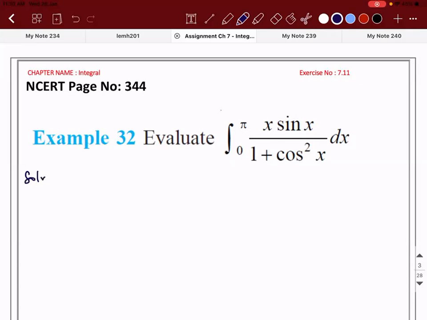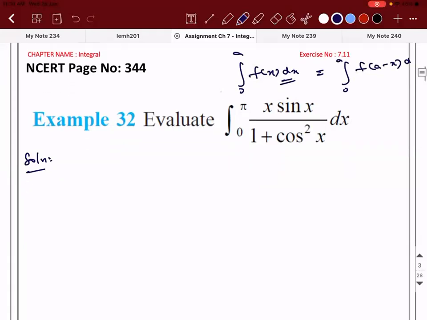So let's look at the solution for the next problem. The integral of 0 to pi of x sin x divided by 1 plus cos square x. So wherever I see this kind of integral, like integral of 0 to a f of x dx, the first thing I start proceeding with is that this can be written as the integral of 0 to a f of a minus x dx. So this is how I'm going to write. So when I write it, it's going to be something like this.